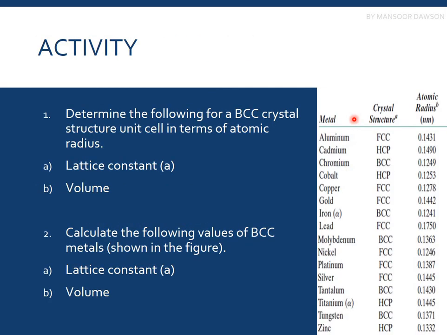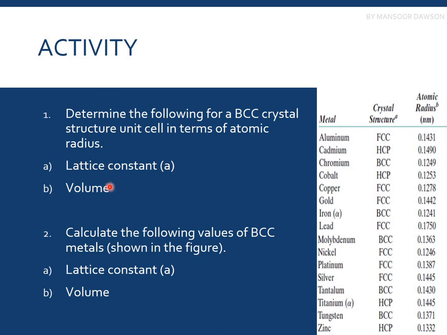Here is a small activity for you to do. You have to determine the following for a BCC crystal structure unit cell in terms of the atomic radius. What you have to do is derive a relationship using the radius, and find the value of the lattice constant in terms of atomic radius, and the volume of the cube. So you have to find these two in terms of the radius.